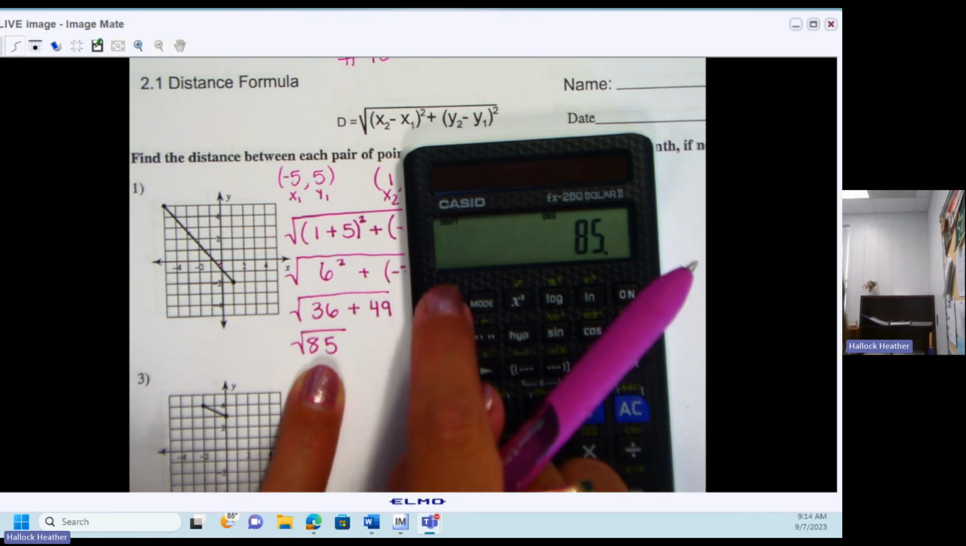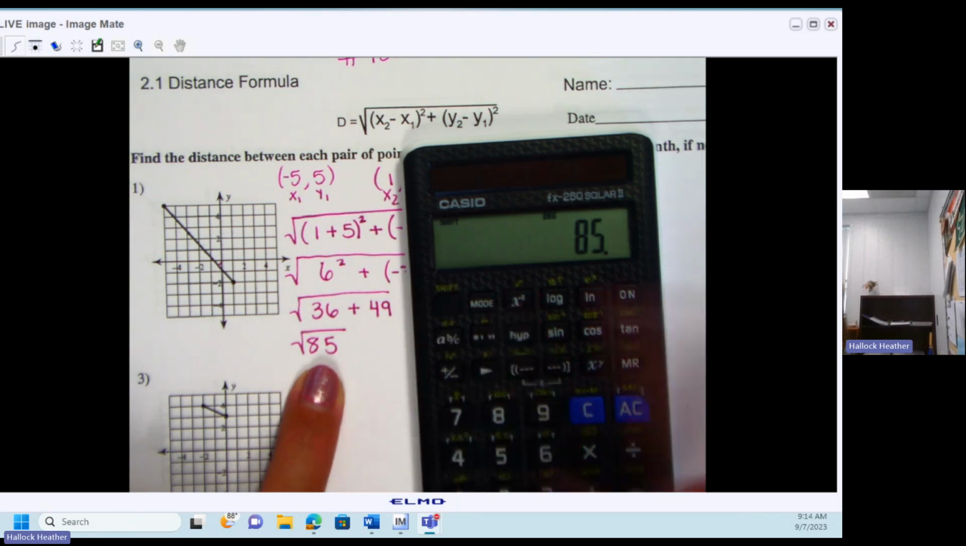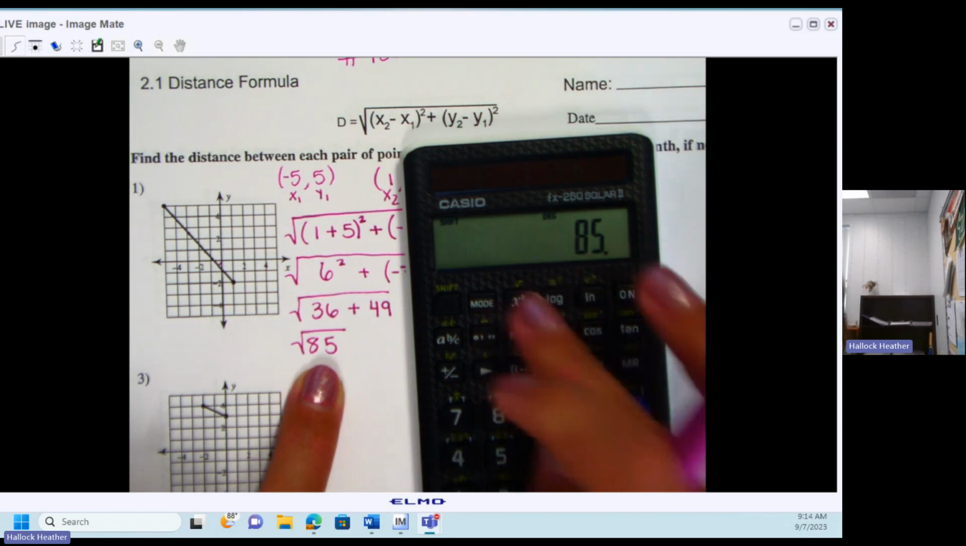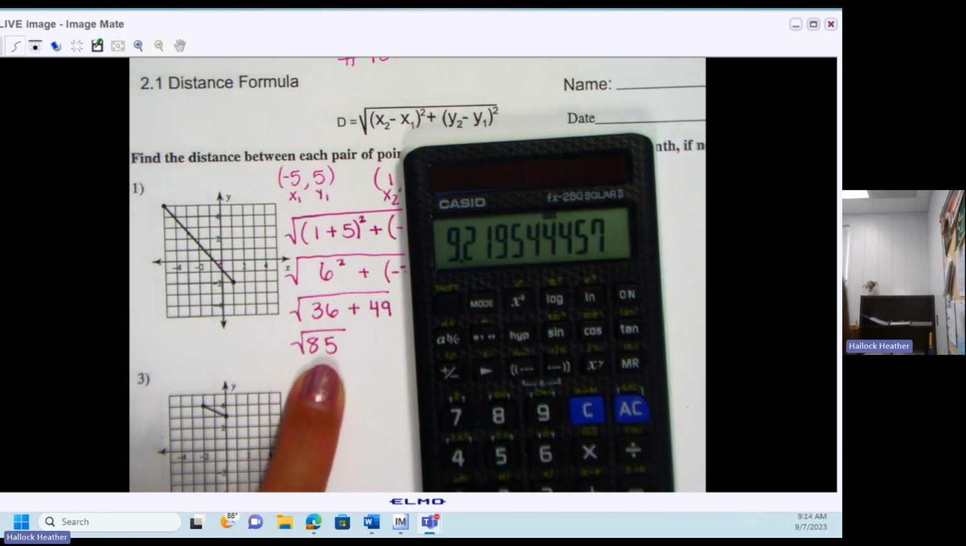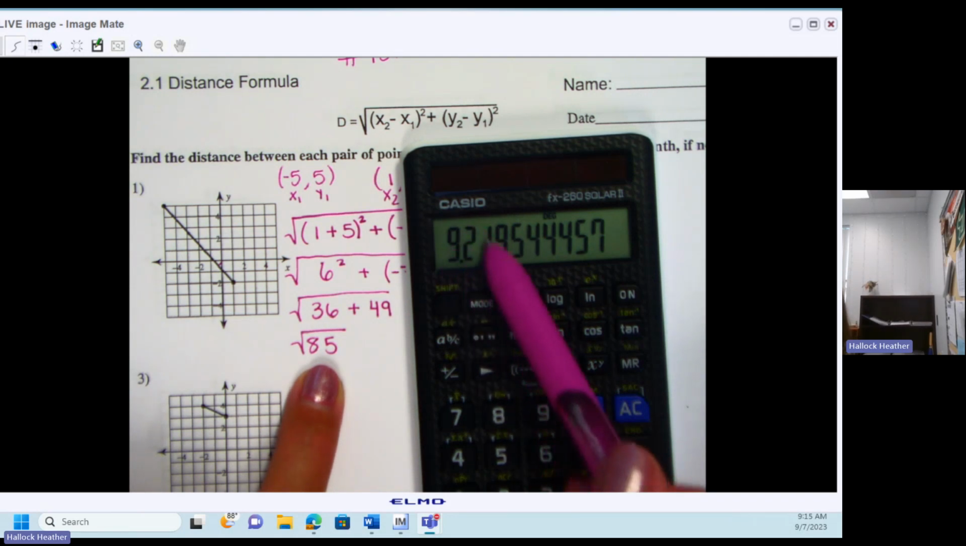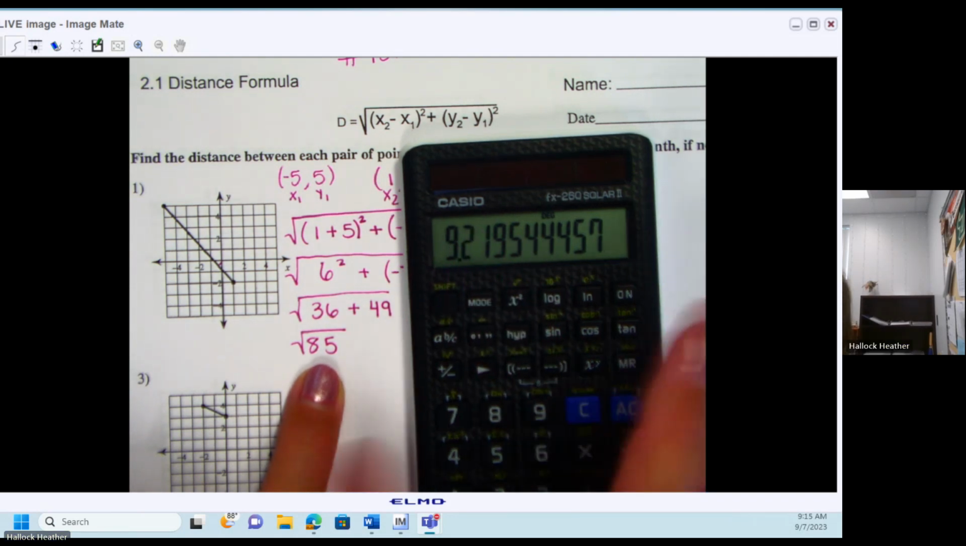So you're going to shift it and then you're going to press the X squared button because the square root is actually above the button. So that's why you have to press shift and then square root. You're going to get a decimal. We're going to round to the nearest tenth, which is 1 decimal place. So this is 9.21. So it's going to stay as 9.2.